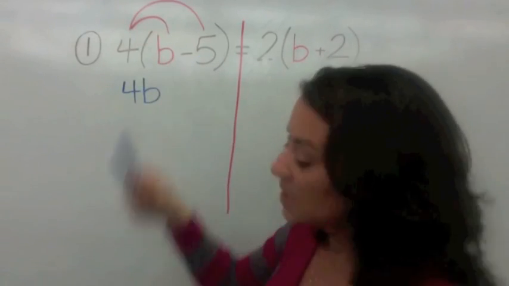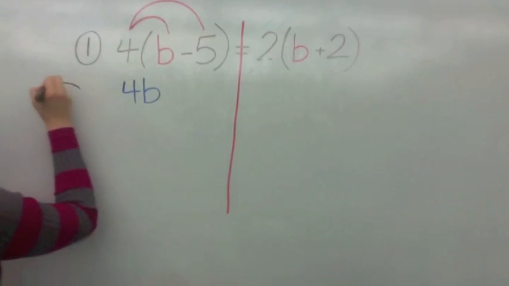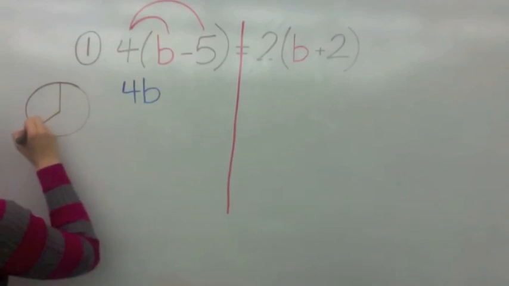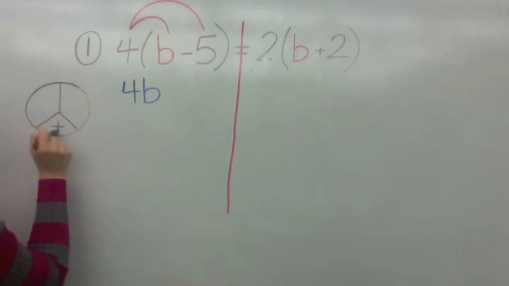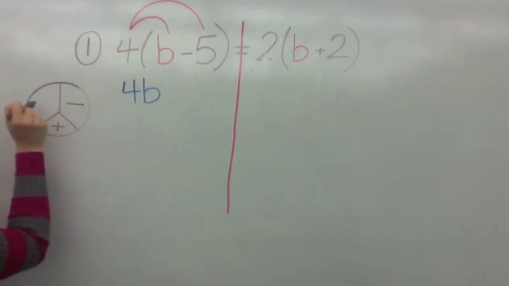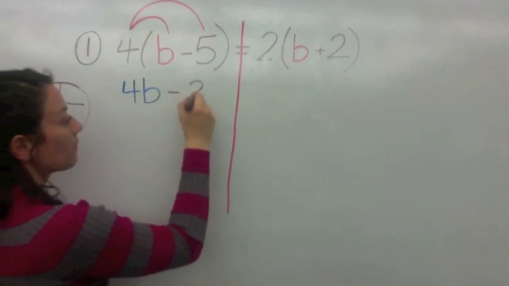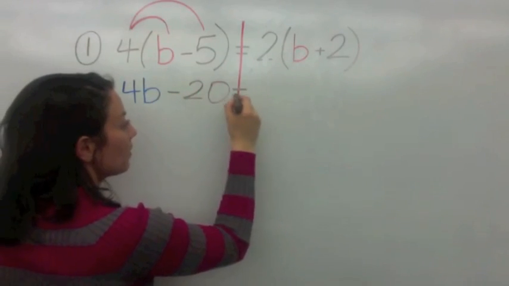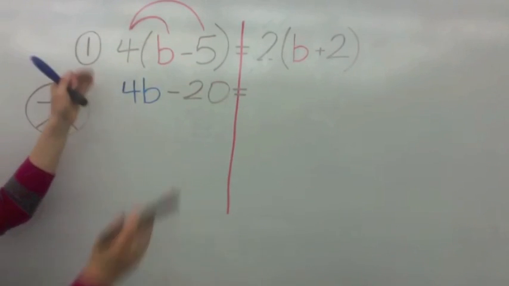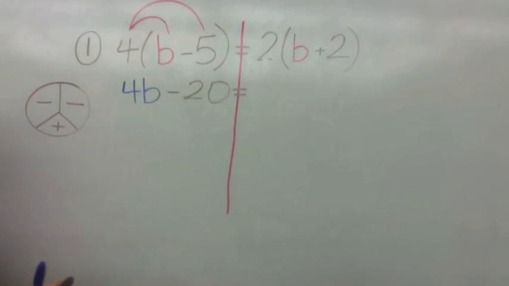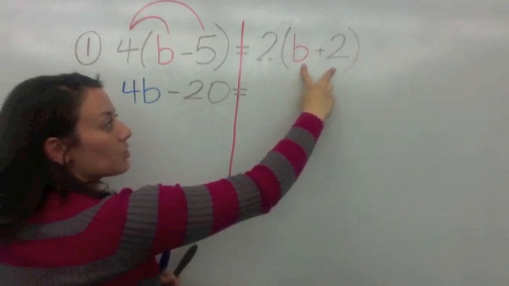What about 4 times a negative 5? Okay, 4 times negative 5. Remember, Bob's cousin says, if you have a positive 4 and a negative 5, that's going to give you what? A negative 20. That's right. Okay, keep your equal sign in the middle. So now we distributed the 4 to the quantity of b minus 5. Now we're going to distribute the 2 to the quantity of b plus 2.